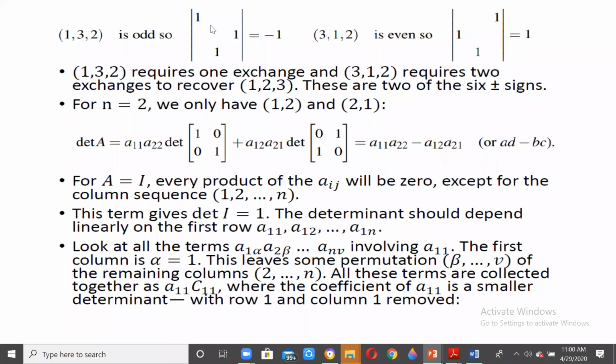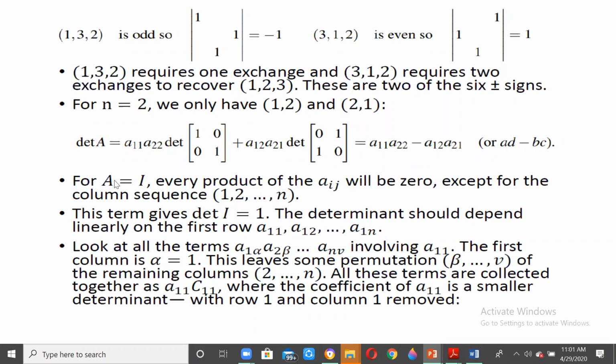And the same thing is being explained over here again. So for n equal to 2, we only have 1, 2 and 2, 1. Only two permutations are there. So the determinant of A is a11 a22 times the determinant of this quantity, plus a12 a21 times the determinant of this quantity, which will just turn out to be a11 a22 minus a12 a21. And this we have already written in the form of AD and BC, in these positions.